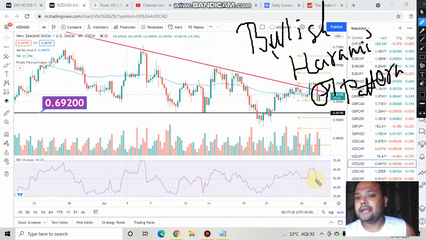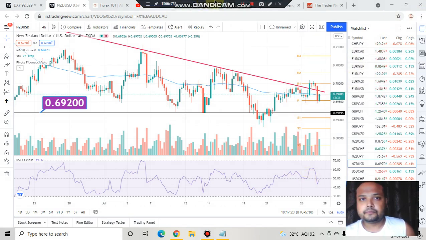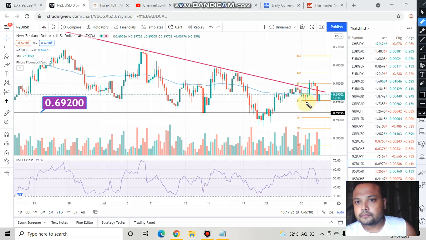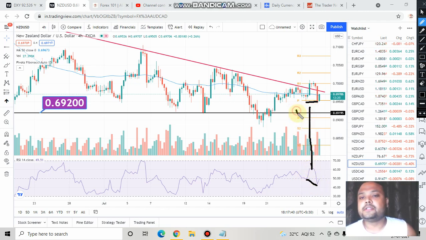And if you look at the RSI indicator here, you can see that if we join this low and this low, we get a straight line, but the RSI has formed a lower low here. So there is a divergence here, and whenever we get a divergence like this, there is a good possibility that the market may go up from here.